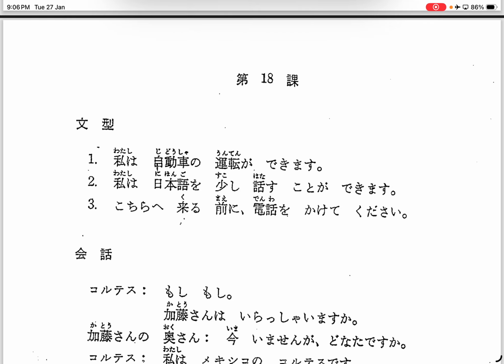So noun ga dekimasu. For example, tennis ga dekimasu. I can tennis. I can drive. So in this case, 私は自動車の運転ができます means I can do this now. Number 2. 私は日本語を少し話すことができます。Right, now this time, what is so different here?